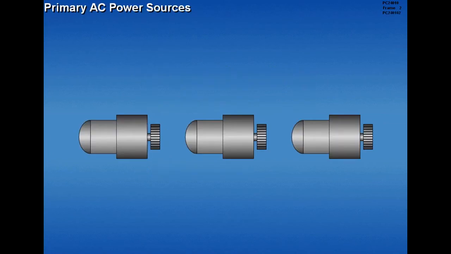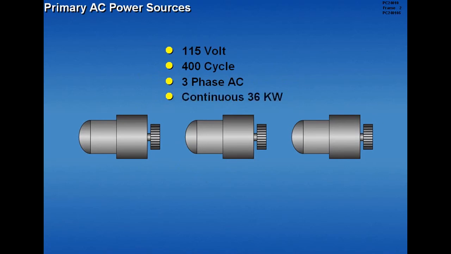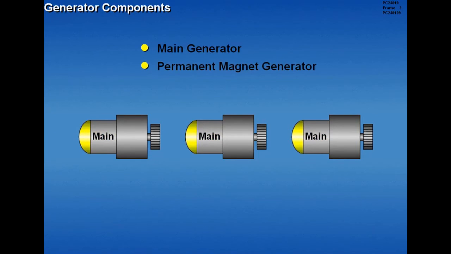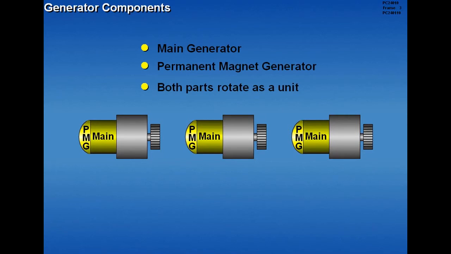The primary sources of aircraft AC power are three 115-volt, 400-cycle, three-phase AC, engine-driven generators. Each generator has a continuous output rating of 36 kilowatts. The engine-driven generators consist of two components, the main generator and the permanent magnet generator, or PMG. Both components are connected and rotate as a unit.